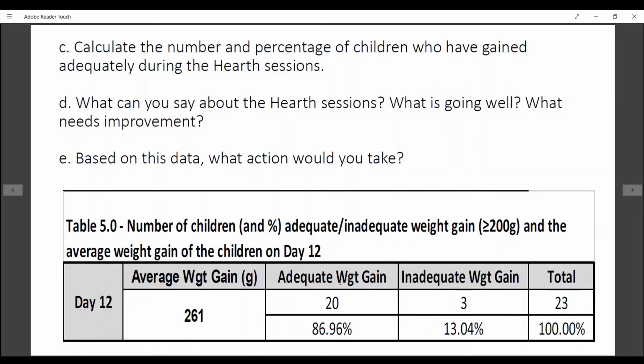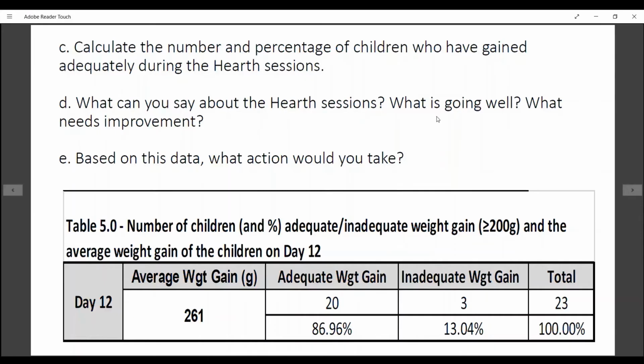You just need the total number of children who have gained 200 or more grams during day 12 monitoring, in this case 20, and you have to divide by the total number of children in your data set, which is 23. In this case, we have 86.9% of children who have gained adequate weight, and 13.0% did not gain adequate weight.